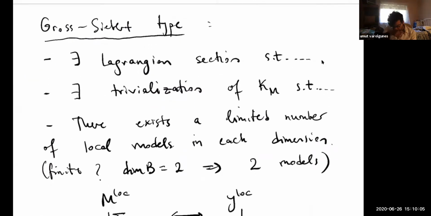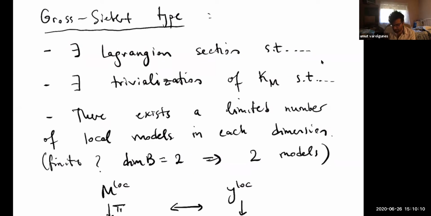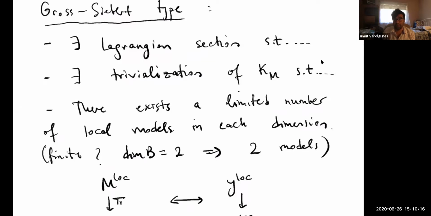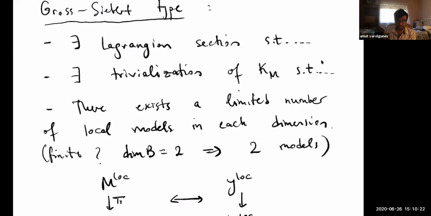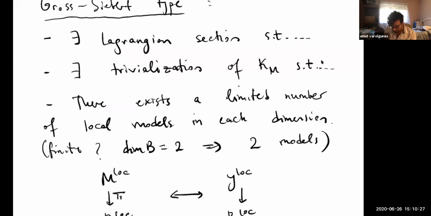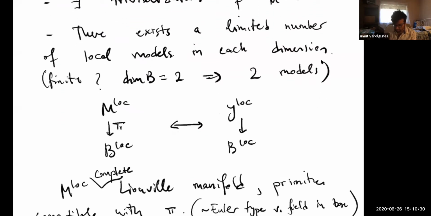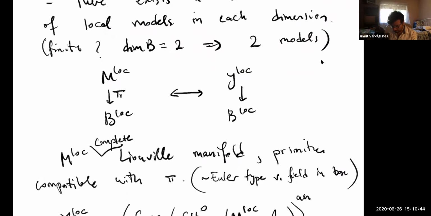Okay, so now what do I more or less mean by Gross-Siebert type? There should be a Lagrangian section satisfying some properties. There should be a trivialization of the canonical bundle that satisfies some properties. And there should be some relationship with the integrable structure, with the Lagrangian fibration. And there should exist a limited number of local models in each dimension. I think these should be finite, and in 2 dimensions, there are just 2 models.